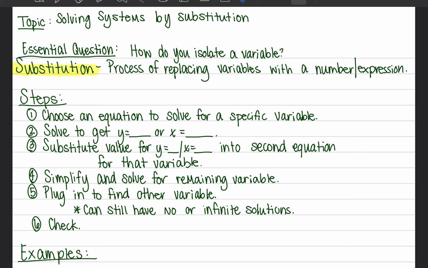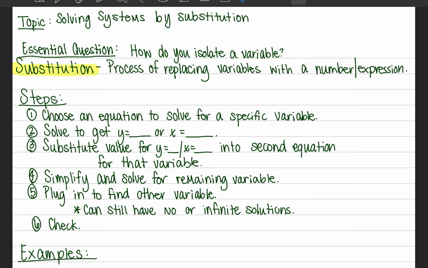Once we substitute it in, we're going to simplify and solve for the variable in that equation. That's either going to give us our x or y value, depending on what variable we're solving for. After we get our x or y value, we're going to plug that number in and solve for the remaining variable. When we do this, it is possible to have no solutions or infinite solutions.